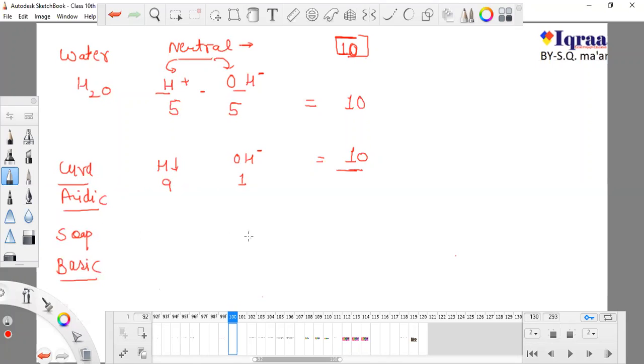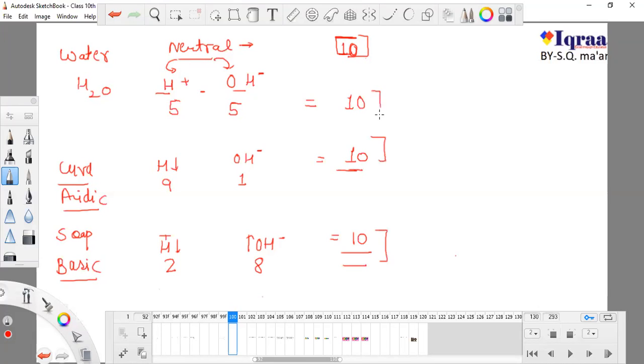Now it is basic. I know that the number of OH ions is definitely more and the number of H plus ions is definitely less, and they will total 10, but I don't know the exact number of H plus ions or OH ions. Somehow I know that OH ions are more. But if I get to know that the number of OH ions is 8, definitely they are higher in number, so I am very sure that the number of H ions is 2. So it will make 10.